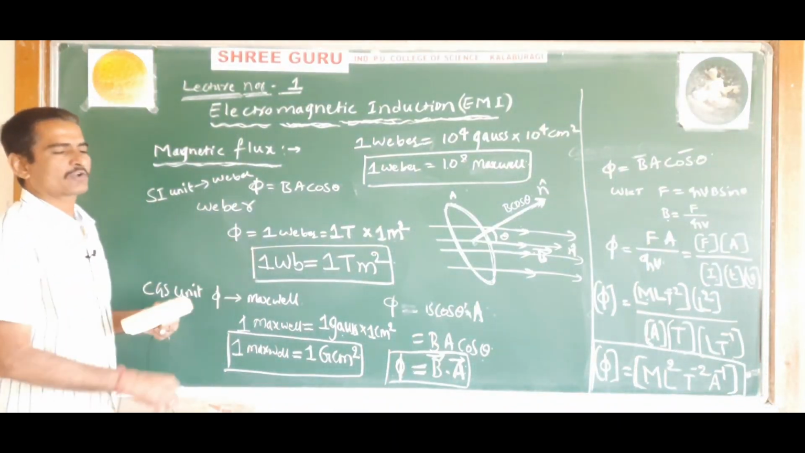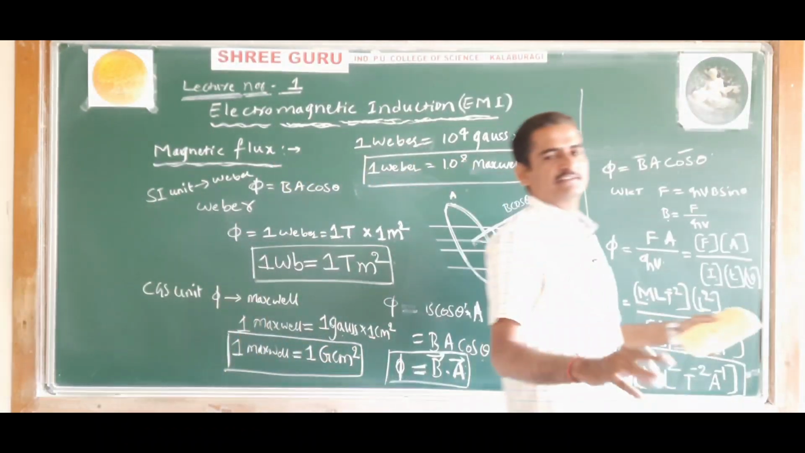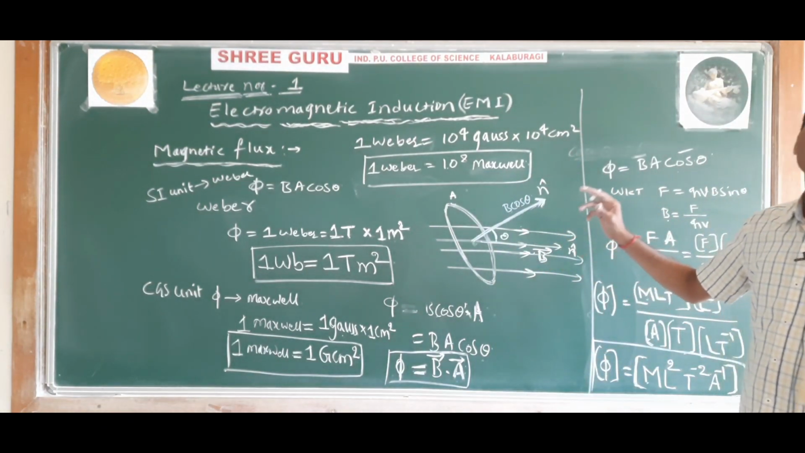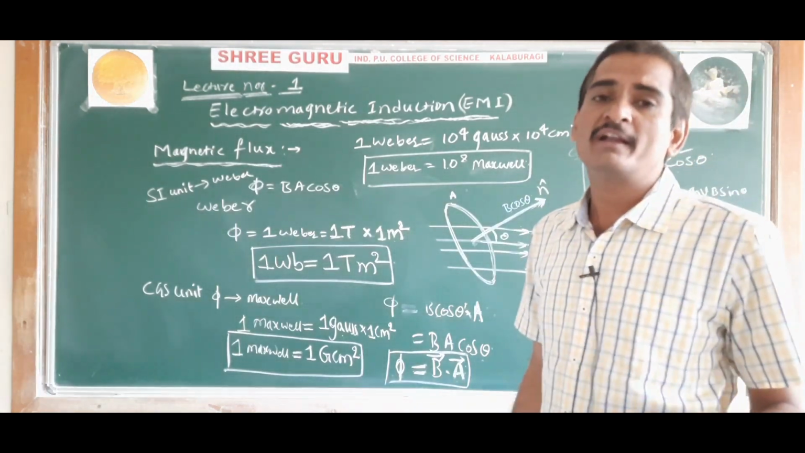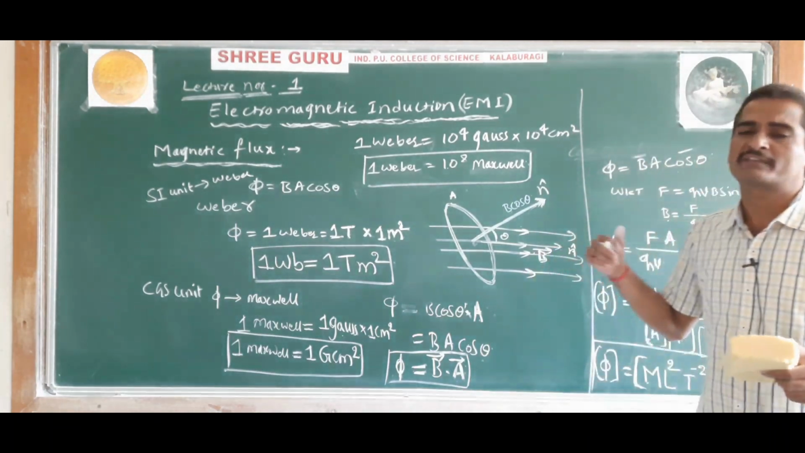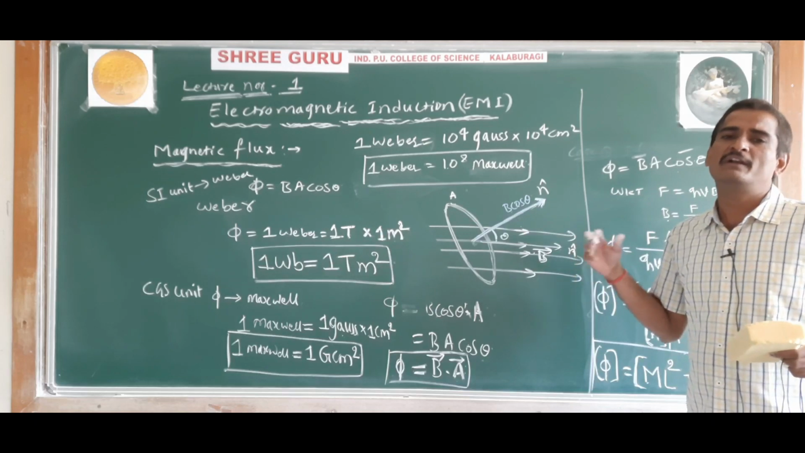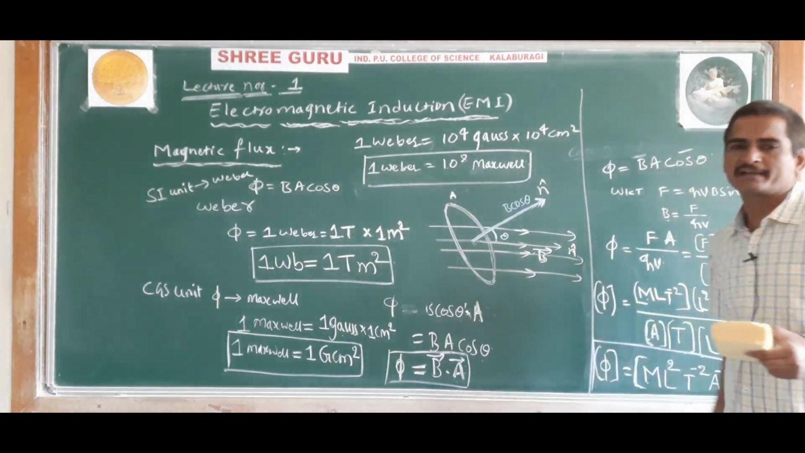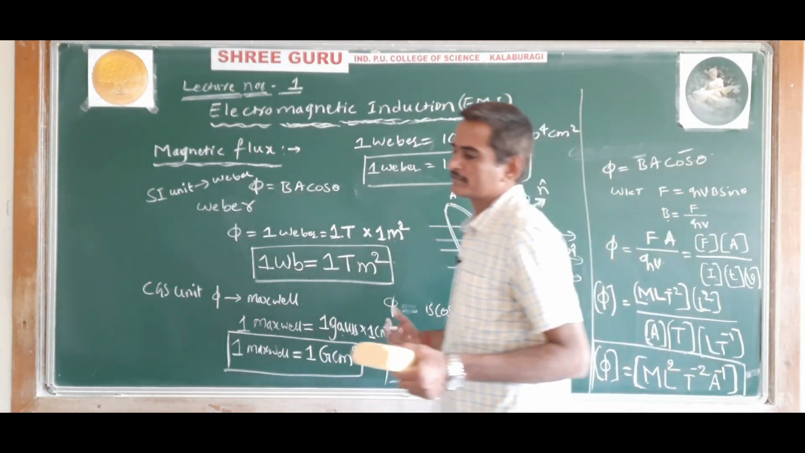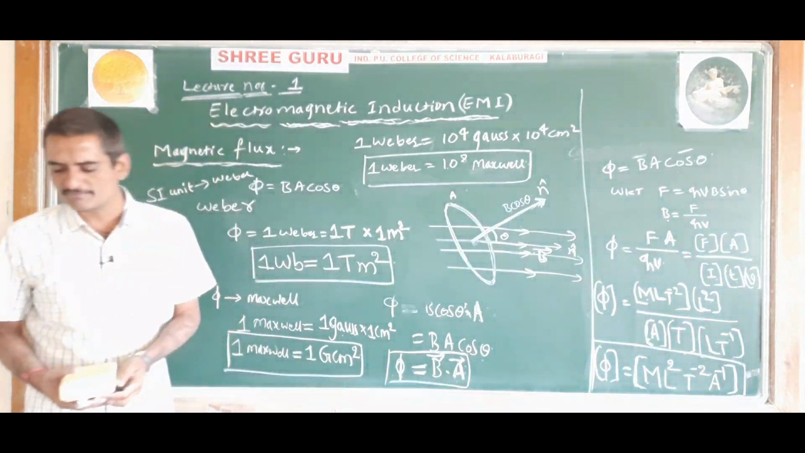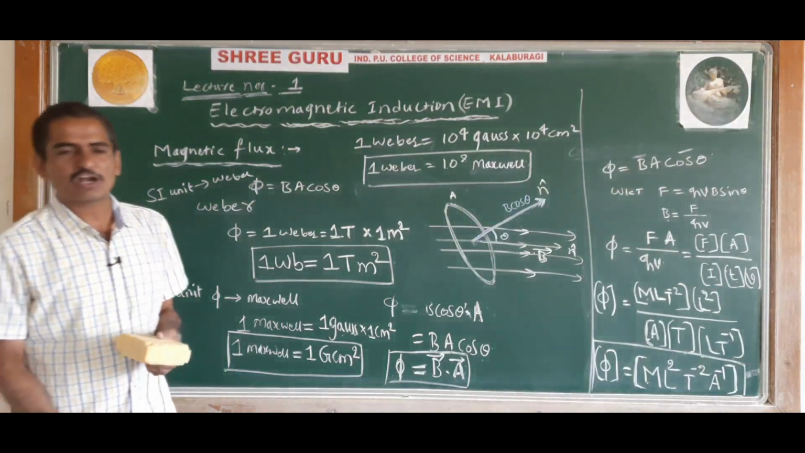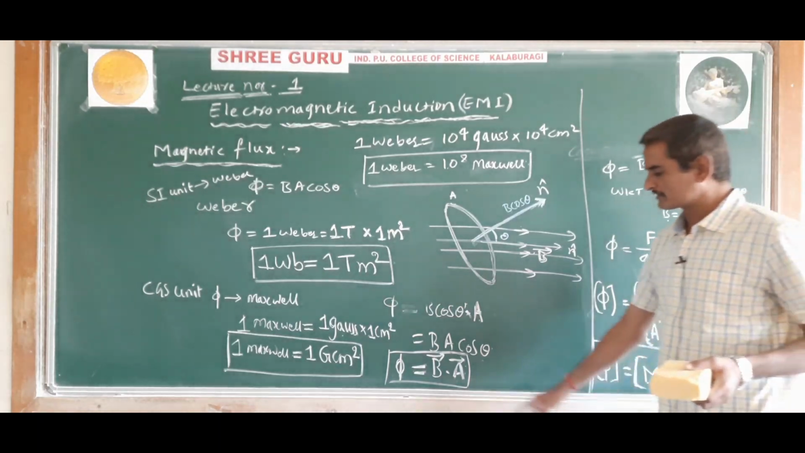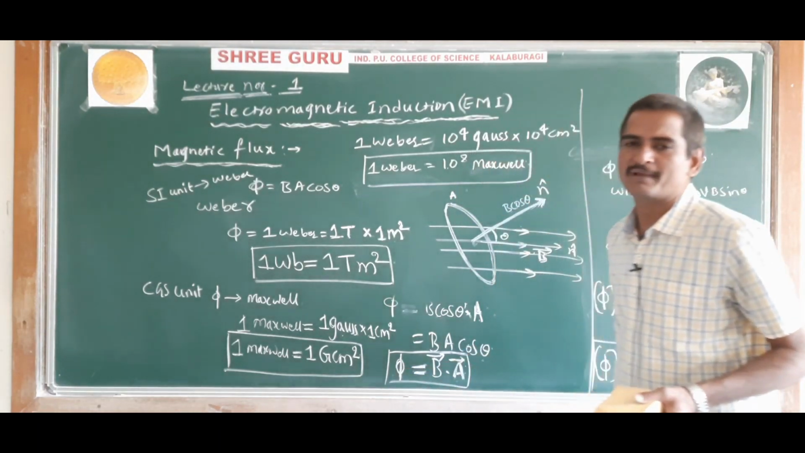Okay. So you understood what magnetic flux is. Magnetic flux through a surface is given by the product of the component of the magnetic field perpendicular to the surface and the surface area. Or also you can write it as: magnetic flux is defined as the dot product of the magnetic field and the area vector.